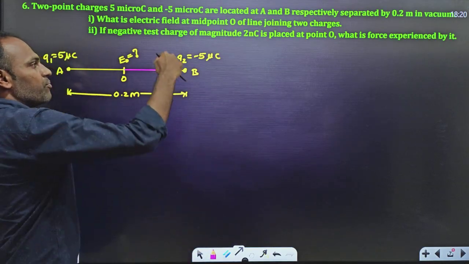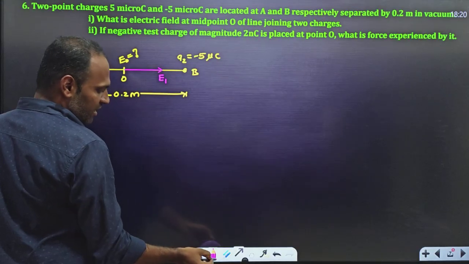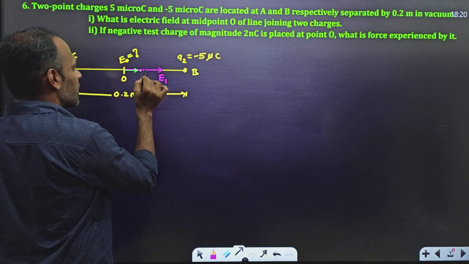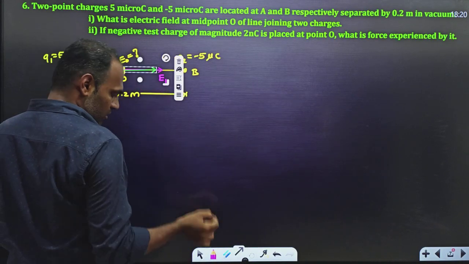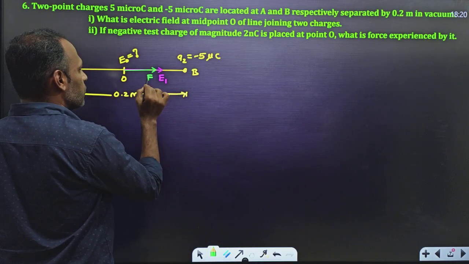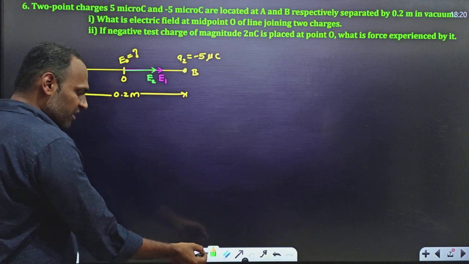Next, the electric field of minus 5 microcoulomb has to be towards the charge. So I have to show it in this direction, towards the charge. Okay, so this is E2. Now we have to calculate this E1 and E2.